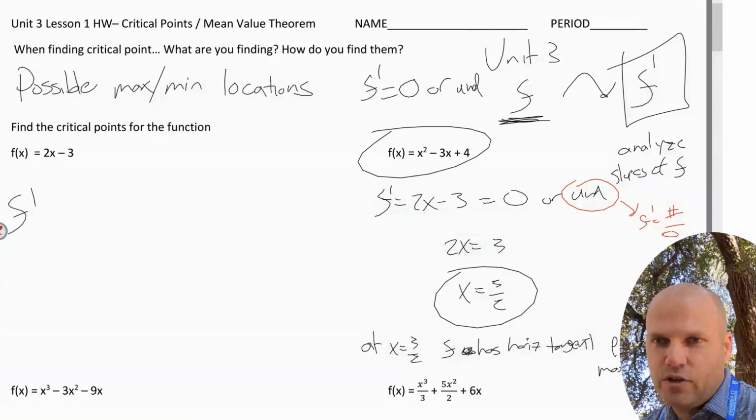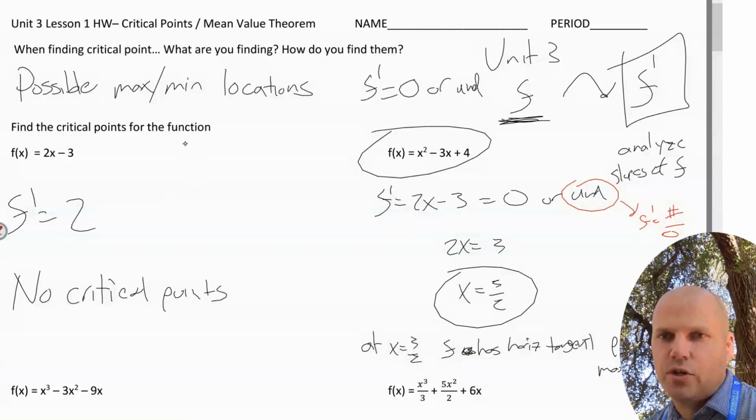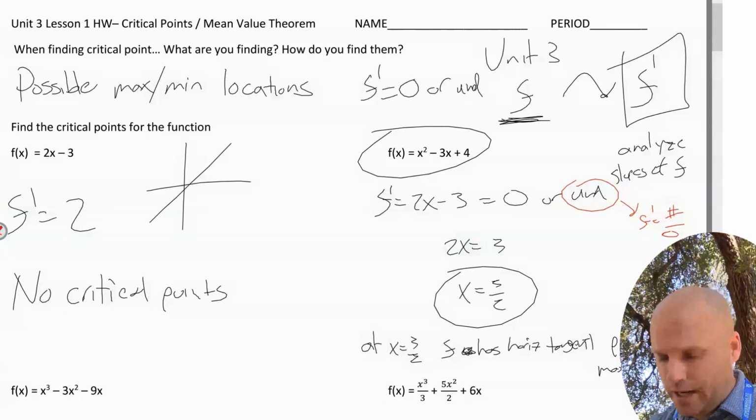What about this one? Well, the slope is 2. We don't have any critical points. The slope is 2. Oh, yeah, 2x minus 3 just goes up. So no critical points. There's no maxes, mins. This is just a line.